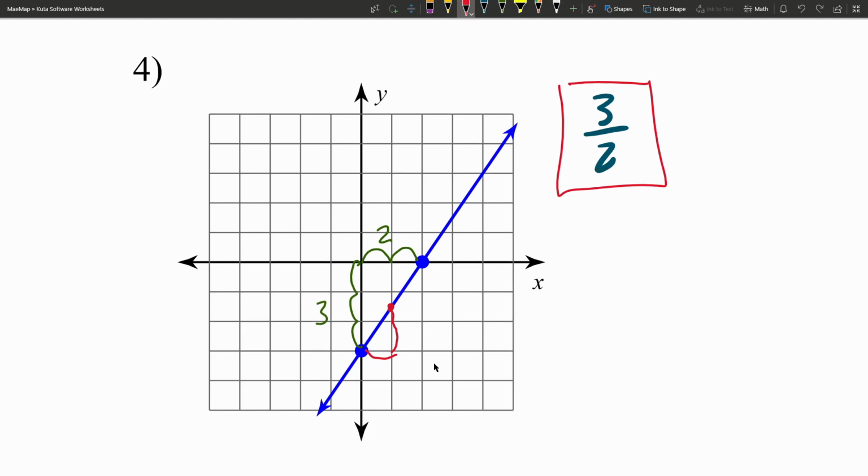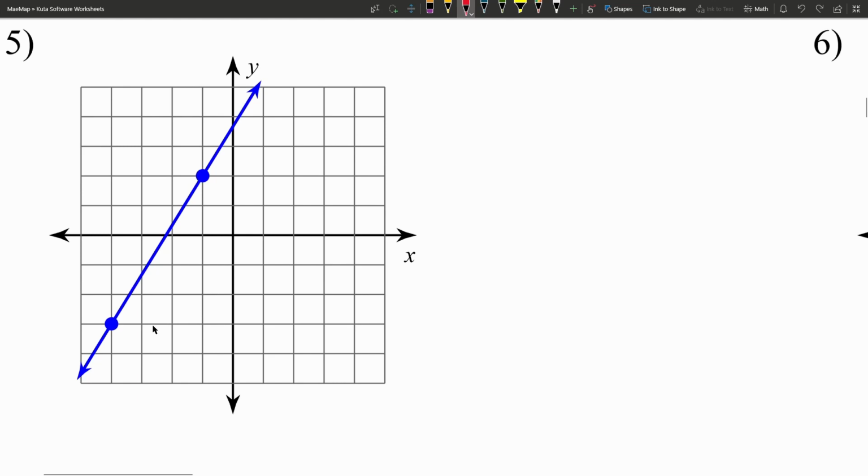Let's move on to number 5. Number 5, we can see that as we move to the right, our line is going up, so it's a positive slope. Now we're going to calculate rise over run. To get from this point to this point, we have to move up 1, 2, 3, 4, 5. So that's 5 up. And how many over? 1, 2, 3 over.